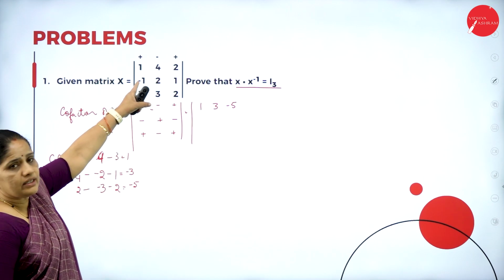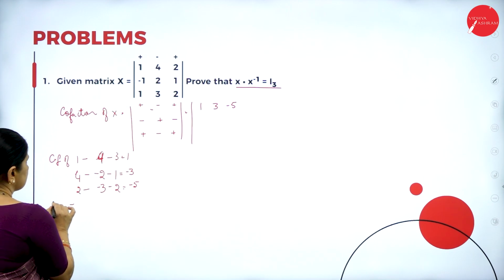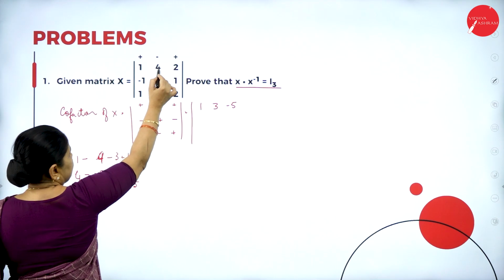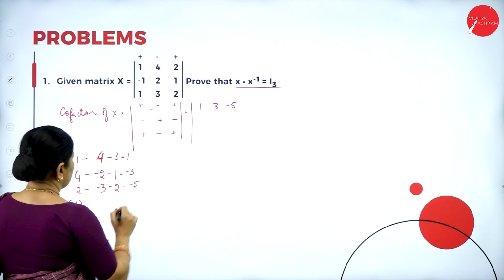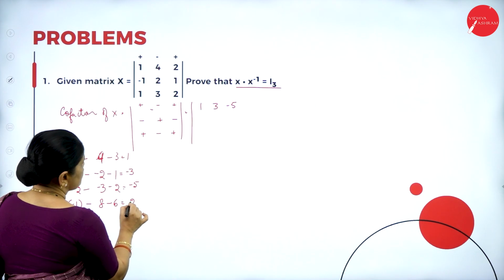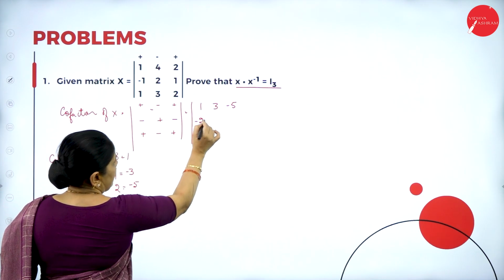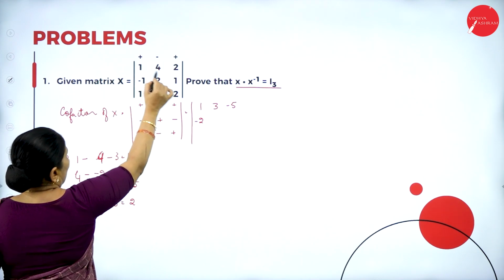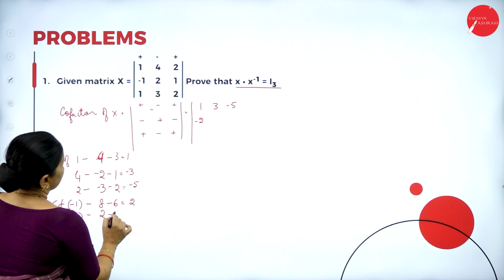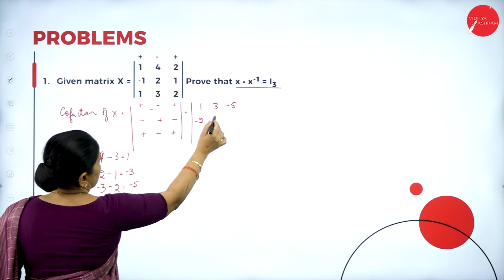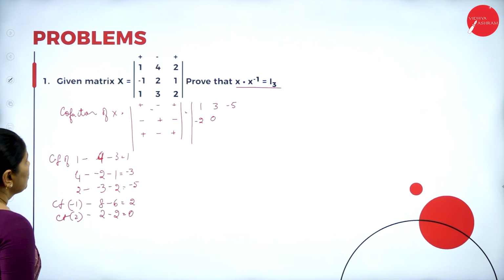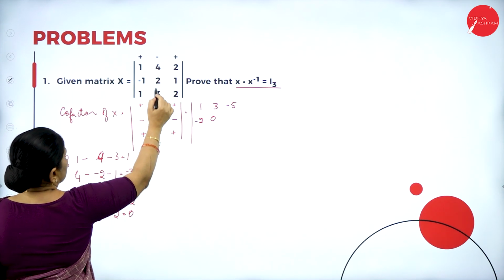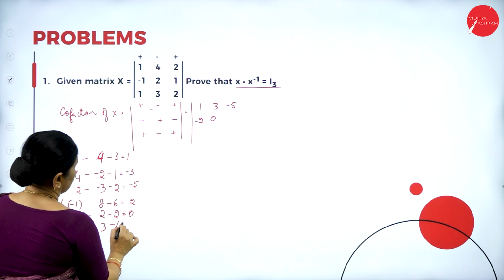Now, the cofactor of minus 1 here. CF of minus 1. The cofactor of minus 1 will be, you take 4 into 2, 8, minus 3 into 2, 6. 8 minus 6, that is 2. But there is a minus sign here. So, I am writing minus 2. Cofactor of 2. Cofactor of 2 will be 1 into 2, 2 minus 2, that is equal to 0.